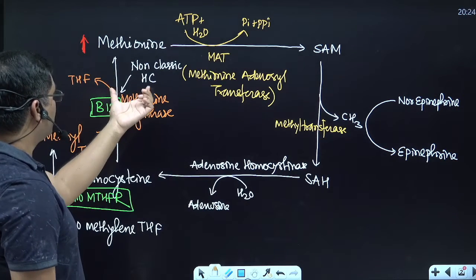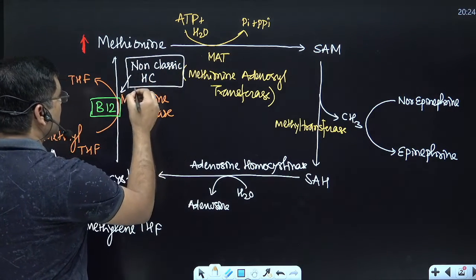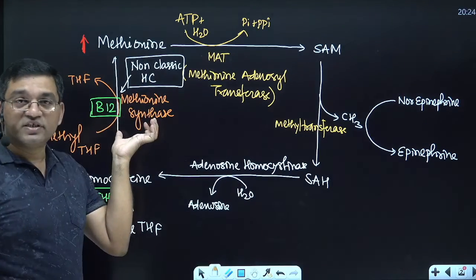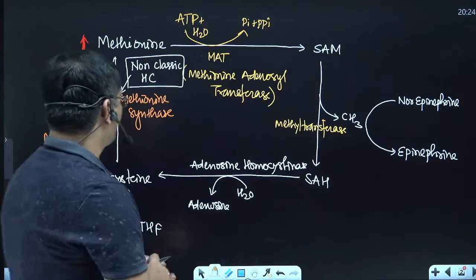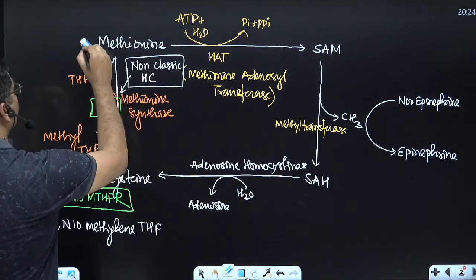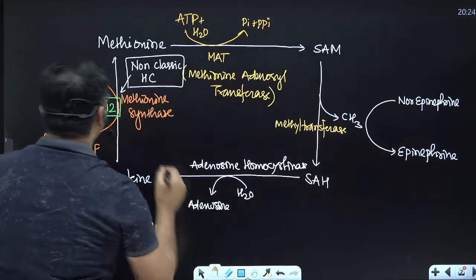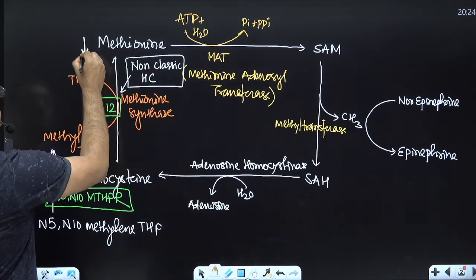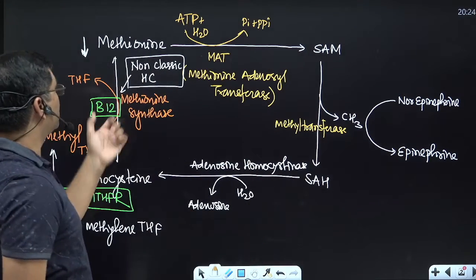Got it? Whenever it is due to a methyl B12 defect, non-classic homocystinuria, the symptoms are like megaloblastic anemia due to defect in methyl B12 synthesis. In this non-classic homocystinuria, there is a decrease in the methionine level. So there is hypomethioninemia. This is the differentiating point between classical and non-classical homocystinuria.